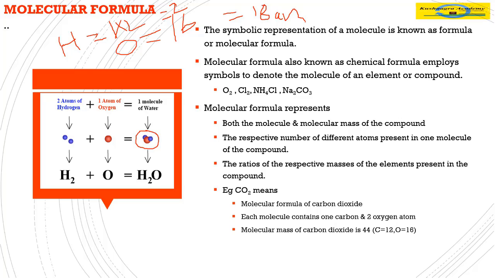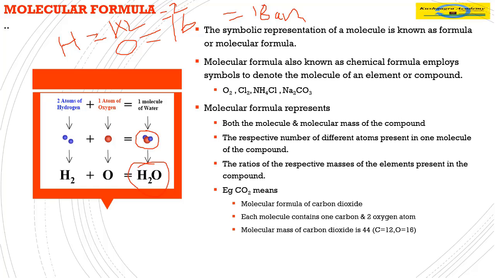The next point: the molecular formula represents the respective number of different atoms present in one molecule of the compound. So if I give you just this formula, H2O, you can easily tell me that in the formula H2O, 1 atom of oxygen combines with 2 atoms of hydrogen. That means you can easily recognize the number of atoms. What are the different types of atoms present here? The different types of atoms are oxygen and hydrogen. So you can easily tell me.